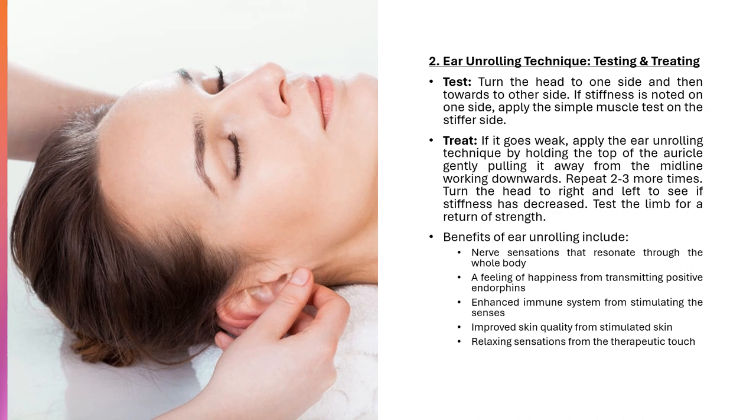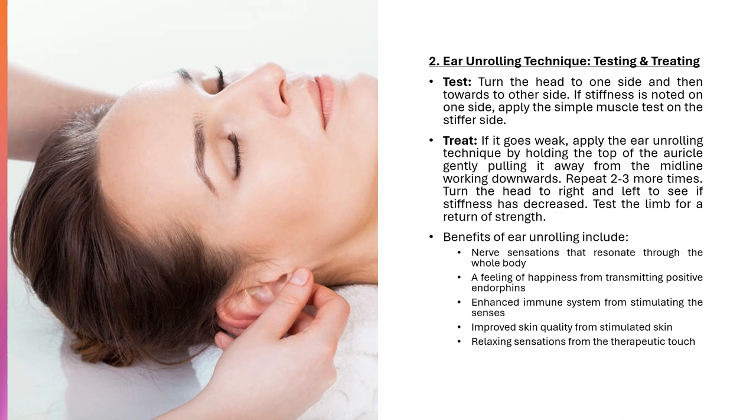The second technique that we are going to look at is the ear unrolling technique, testing and treating. The test consists of turning the head to one side and then towards the other side. So you're going to turn the head from right to midline and then from midline to left. If stiffness is noted on one side, you're going to apply the simple muscle test on the stiffer side. You're going to treat if the side that appears to be weaker goes weak after you apply the test.